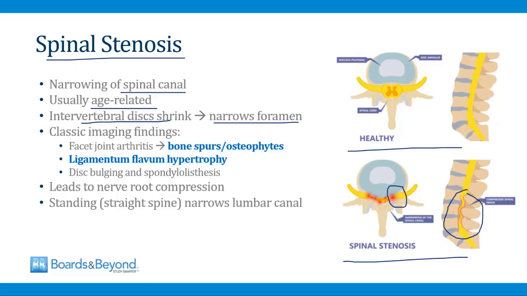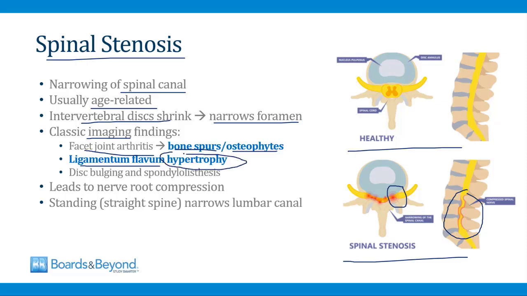There are a couple of classic imaging findings associated with spinal stenosis that you should be familiar with for board exams. So first of all, the facet joints often show evidence of arthritis. This can be things like bone spurs or osteophytes. Another classic imaging finding in spinal stenosis is hypertrophy of the ligamentum flavum, which is a ligament that holds bones together in the spine. It often becomes hypertrophied in spinal stenosis.